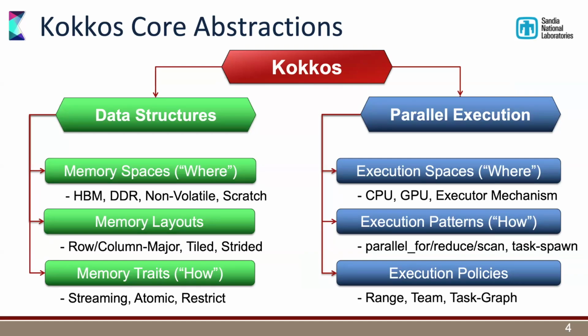In the Kokkos core, there are two high-level abstractions that are very important to the whole programming model: the data structures and the parallel execution. In the data structures, you're specifying memory spaces, or where, memory layouts, and memory traits, basically how we're accessing. On the other side, you have the parallel execution. You can specify execution spaces, whether you're on the CPU or GPU, and you can create execution spaces for different GPUs if you want to use multiple GPUs inside a single process. Then you have execution patterns, which are the common parallel patterns you'll be using, and I'll show an example a little later. Then you have the execution policy, basically saying how do I actually execute this?